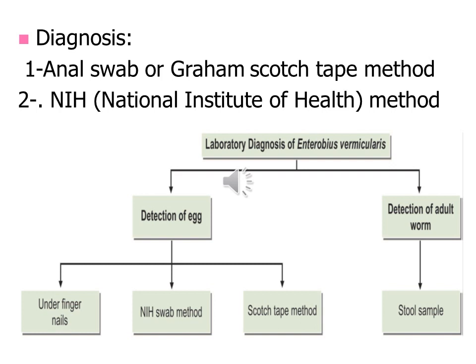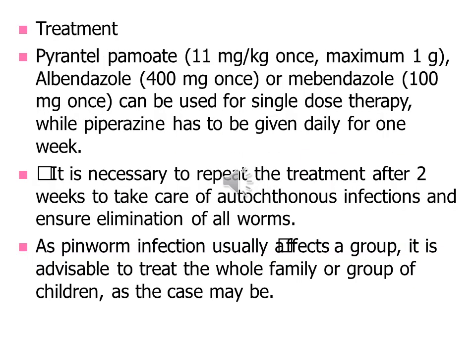It is specific for Enterobius, or the NIH method. We can detect the eggs under fingernails by NIH swab or Scotch tape method, or detect the adult worm in a stool sample. For treatment, we use pyrantel pamoate, albendazole, mebendazole, and piperazine. But it is necessary to repeat the treatment after 2 weeks to eliminate all worms. And another consideration we have to keep in mind is that all the family has to be treated for pinworms.